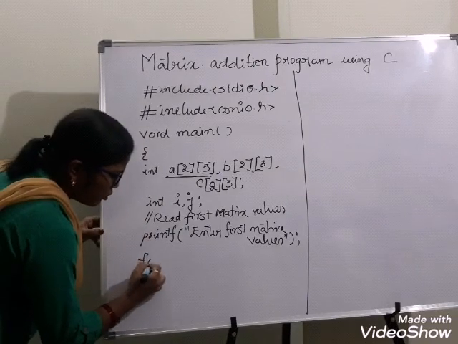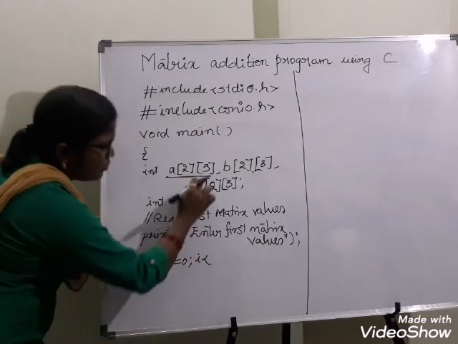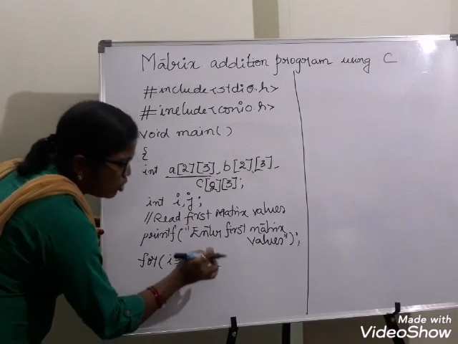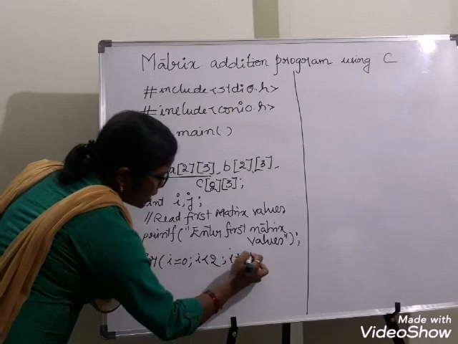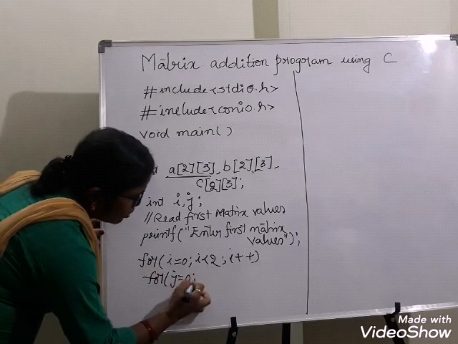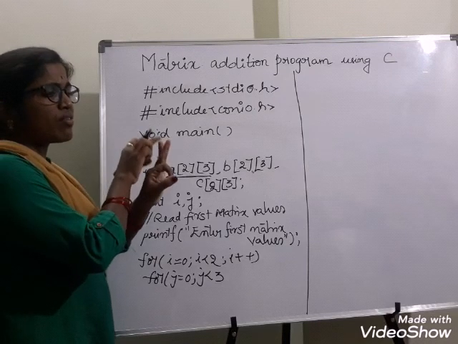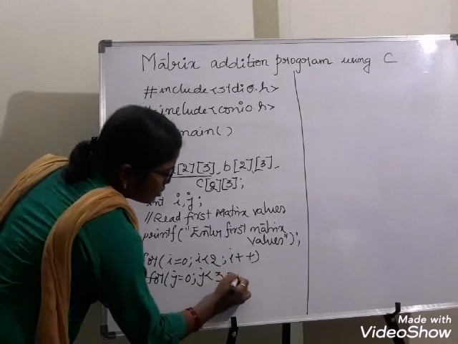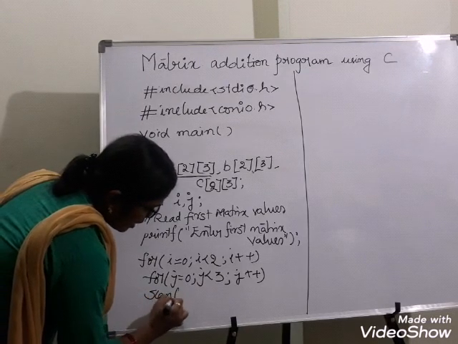After that I have to take a loop: for i equals 0, i less than 2, because it takes only i equals 0 and i equals 1. So i less than 2, then i plus plus. Next for j equals 0, j less than 3. It reads j0, j1, j2, it does not go up to 3. So j less than 3, j plus plus.